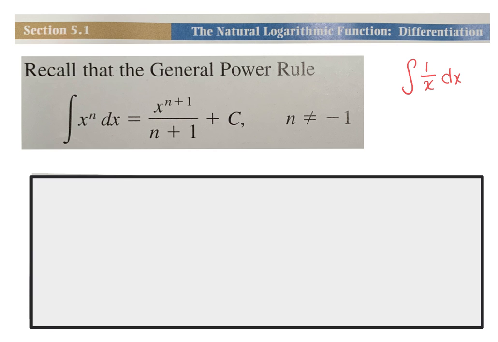So I would rewrite this guy, and how would I rewrite him? X to the what? And my rule says to add 1 and divide. What's my problem? You'll get a 0. And so all of a sudden we run into a function that the power rule doesn't work for.